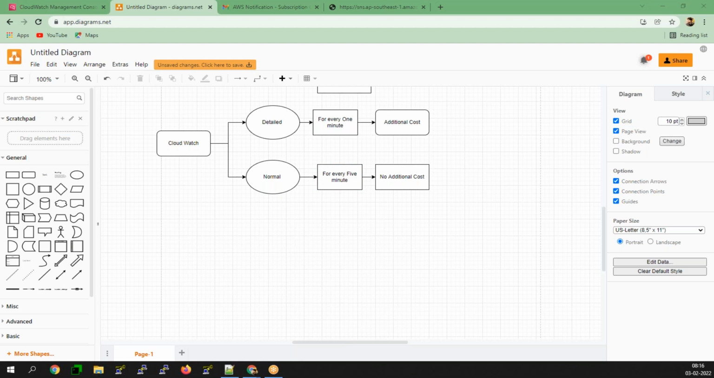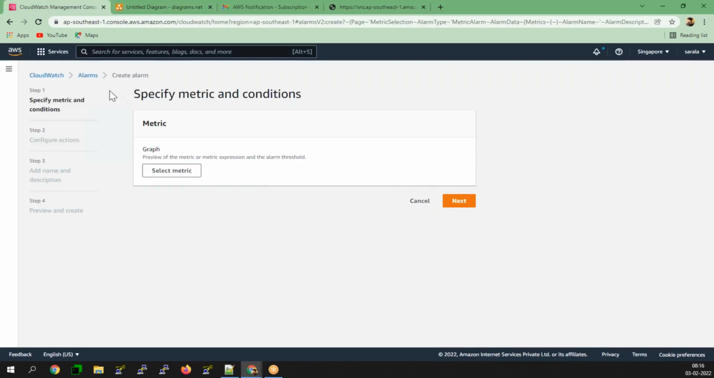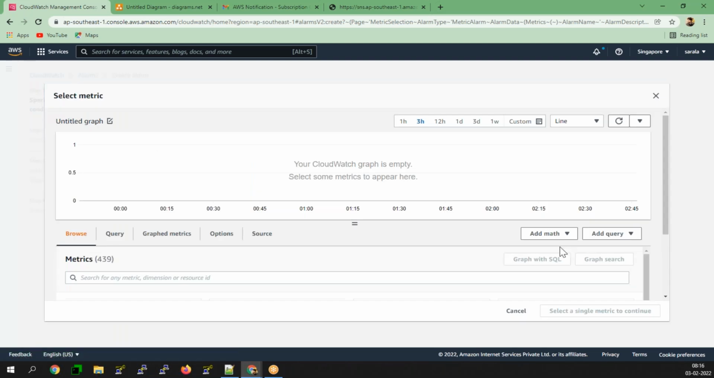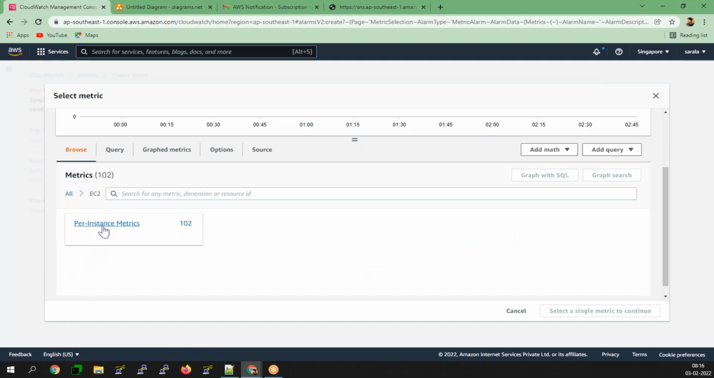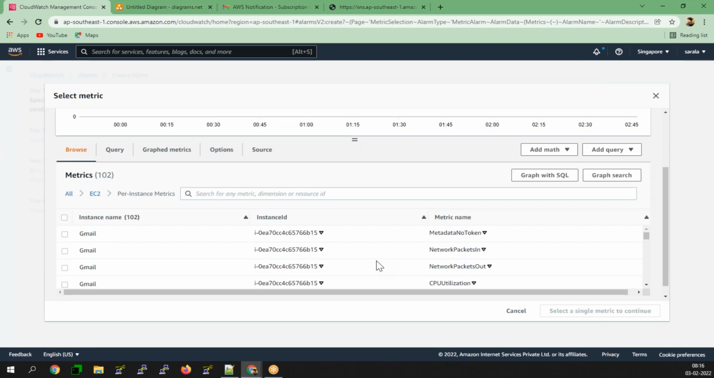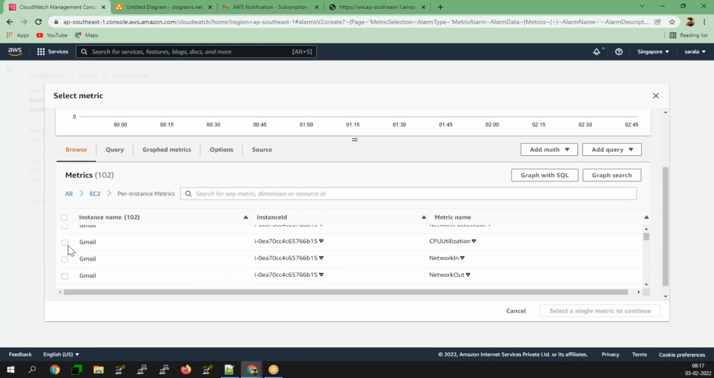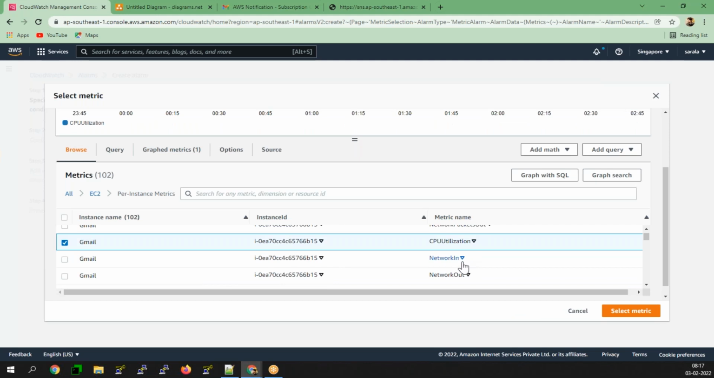So now we're going to create a metric here. Select the metric. We're going to create an EC2 metric, per instance. I would like to go with the EC2 instances' CPU utilization. That is one important thing. So now select the metric here.